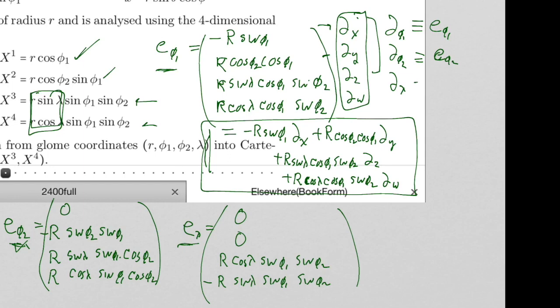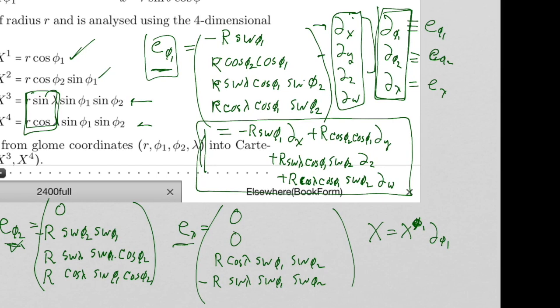E phi 2 and E lambda. Right? So my coordinate basis vectors, the in-glome coordinate basis vectors, are in fact these. So any vector in glome that I would write down, some vector x, is always going to be x phi 1 partial phi 1 plus x phi 2 partial phi 2 plus x lambda partial lambda.